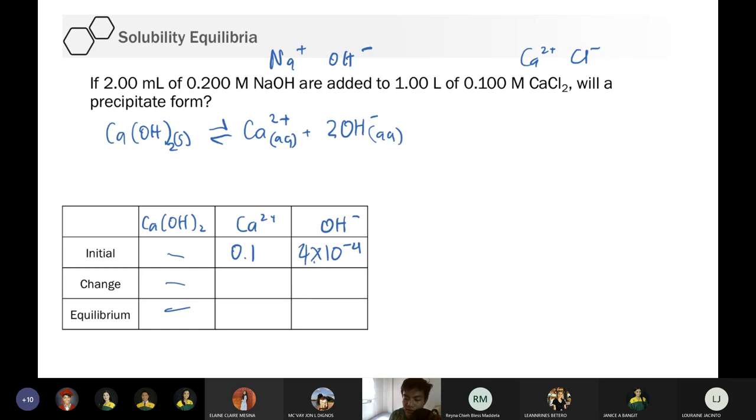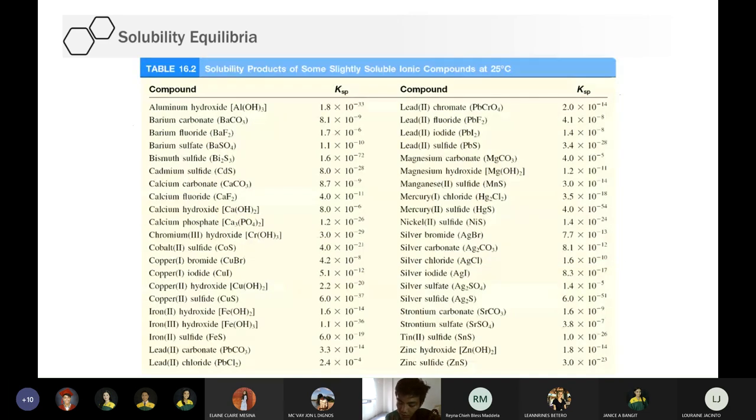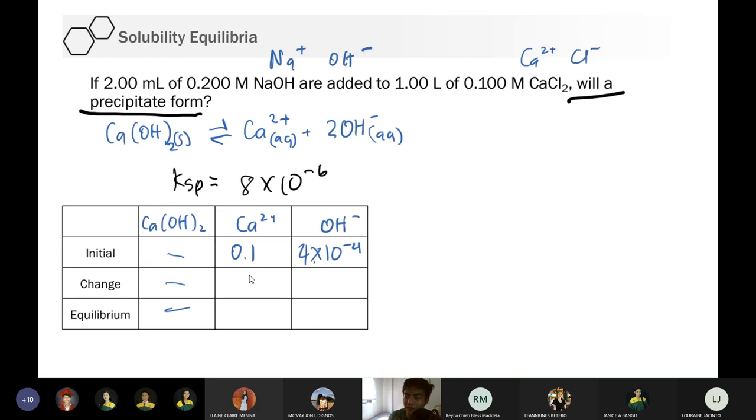Then, to answer the question, will the precipitate form, you have to compare Q and the K. The K is already given. Nasa table yon. Hanapin natin yung Ksp calcium hydroxide. Okay, so for calcium hydroxide, ito, K is 8 times 10 raised to negative 6. Okay, so we have to compare the reaction quotient with the K, no? Para ma-check natin kung may precipitate na ba na mabubuo or wala pa. Okay? So, yan na yung K natin.